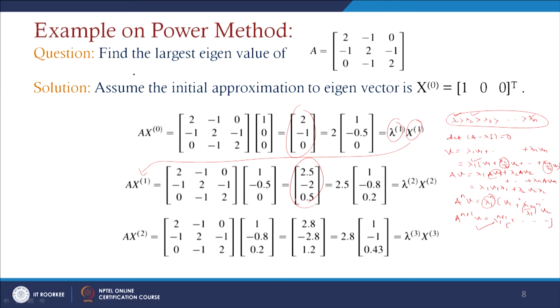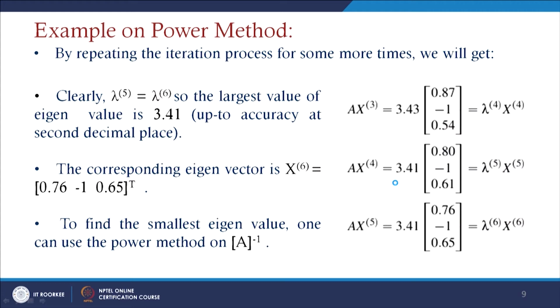From that, if we take the largest magnitude of the vector, it can be taken common as 2.5, and the remaining elements are 1 minus 0.8 and 0.2, which can be written as lambda 2 x 2. This process will continue, and finally we obtain A x 3 as 3.43, 0.87 minus 1, 0.54, which can be written as lambda 4 x to the power 4. Again, we multiply A with x 4, which gives 3.41, 0.80 minus 1, 0.61, which can also be written as lambda to the power 5 x to the power 5.